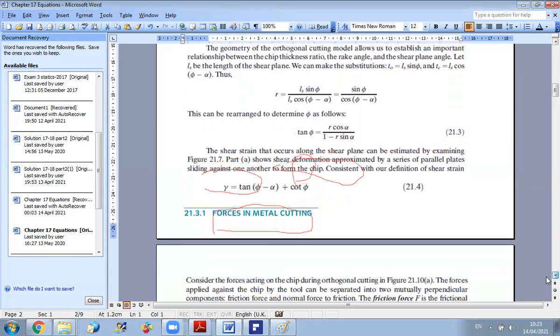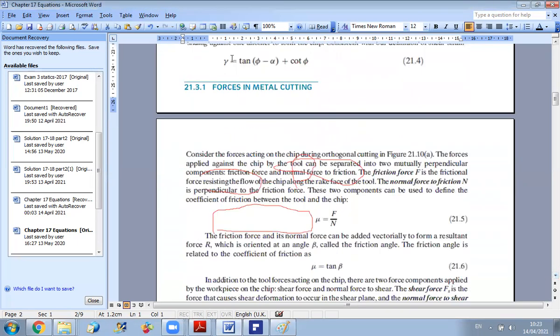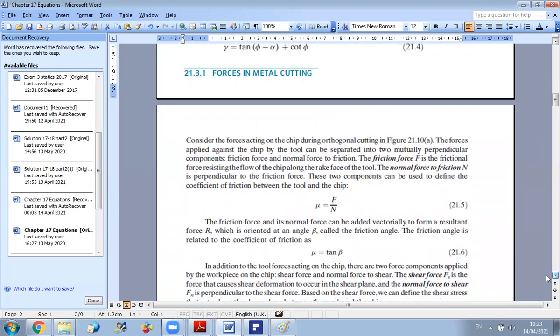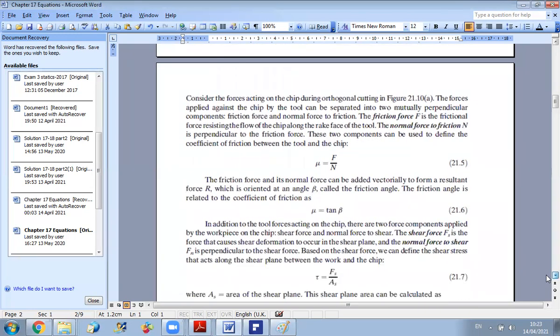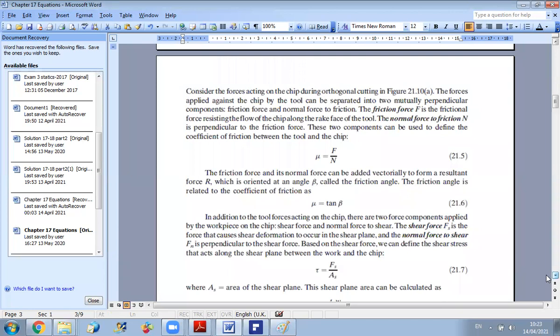Now we will move to the determination of forces in metal cutting. Okay, so forces are essential in this operation because they will lead to deformation, and of course the tool should be much harder than the work part in order to not have deformation of the tool. So let us consider the forces acting on the chip during orthogonal cutting, and we will see the representation.